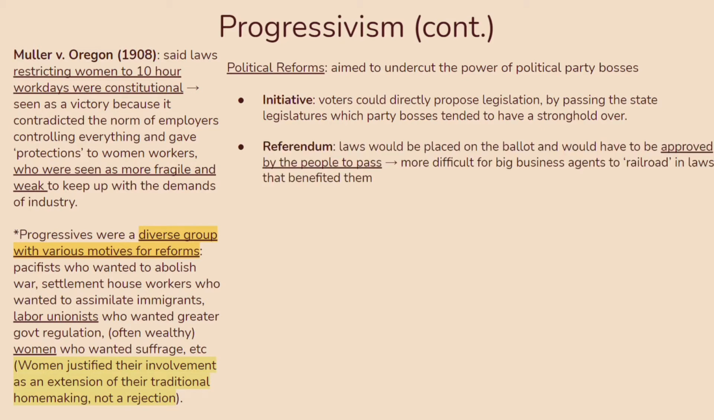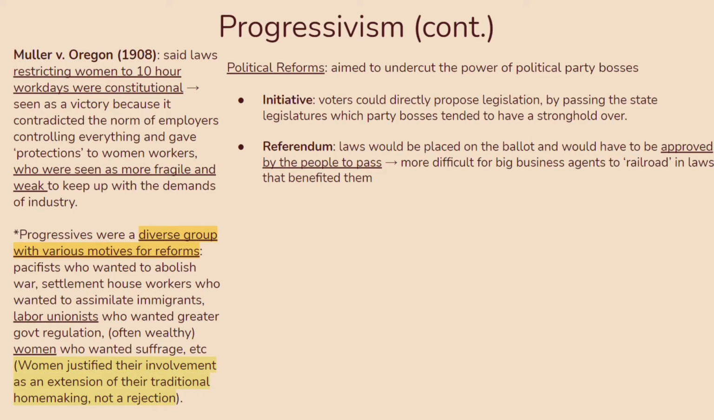You have the referendum, which said that laws could be placed on the ballot and would have to be approved by the people to pass. So this made it more difficult for big business agents to railroad in laws that benefited them. If it didn't help the people, obviously they wouldn't pass it, and this is sort of like a checks and balance system against corruption and trusts, and all of these things that can make companies have a monopoly over a certain industry.